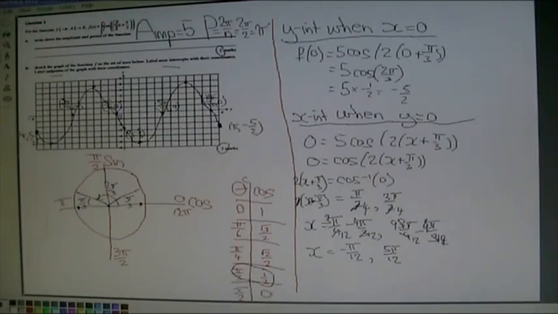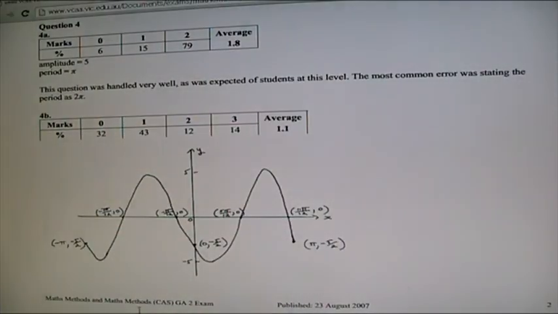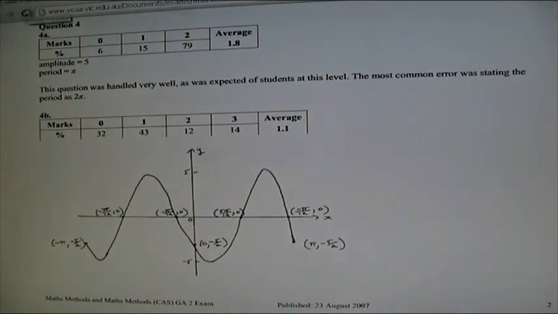Let's just have a quick look at the assessment report. Over here, question 4, we can see that the amplitude was 5, the period pi, and this was done very well. Average marks of 1.8 out of 2. The second part of the question, the graphing, we got our points right here. Out of 3 marks, the average was 1.1. So obviously not done very well.